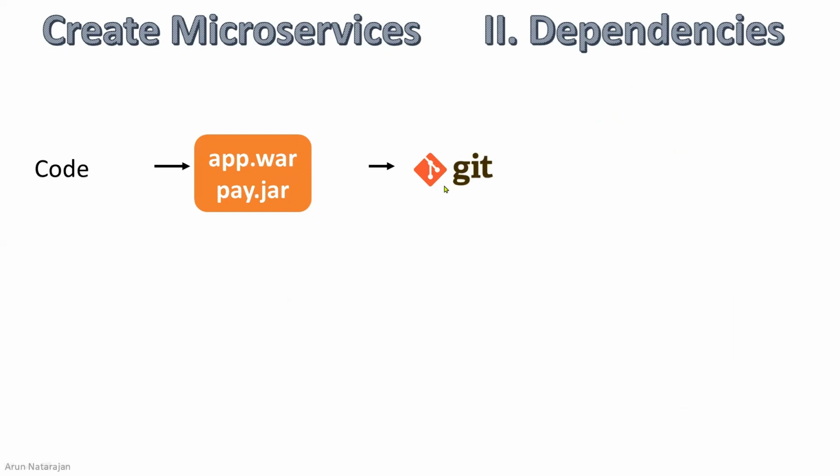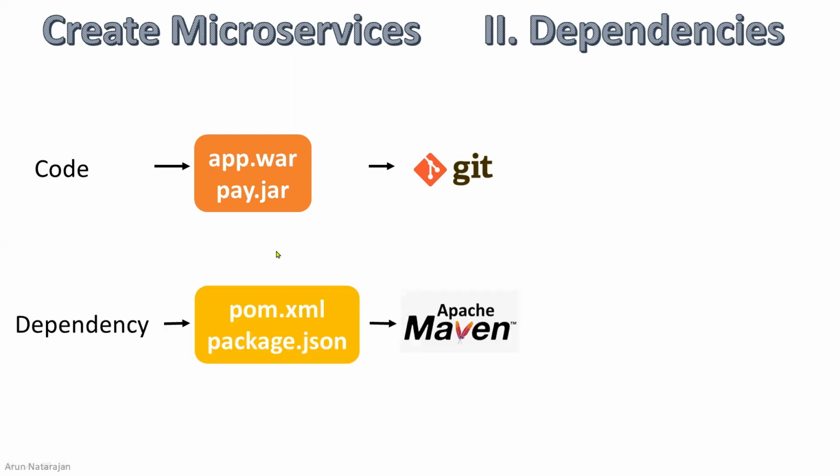When we are saving in the Git repository, these development files might need some dependency files like pom.xml, package.json, or Gradle if it is a Java based code. Likewise, there will be multiple dependency files. What we need to do is keep those separate from the code, and they should be deployed into a particular image, that is, as a container.